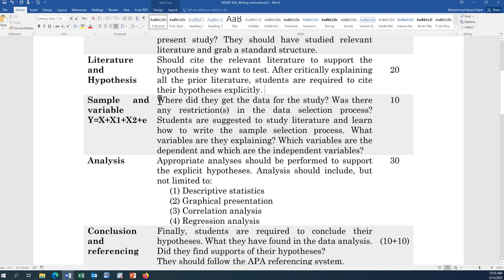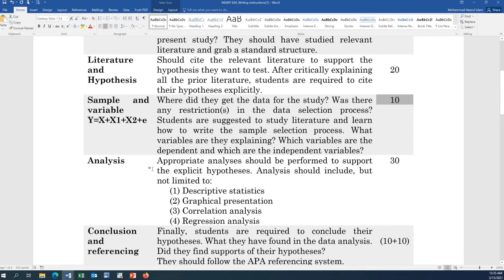This is 20 points. And in the sample and variable section, where did they get the data for the study? Was there any restrictions in the data selection process? Students are suggested to study literature and learn how to write the sample selection process. What variables are they explaining? Which variables are the dependent and which are the independent variables?